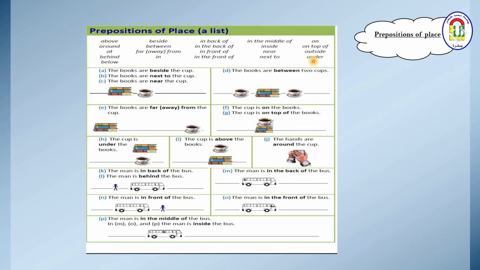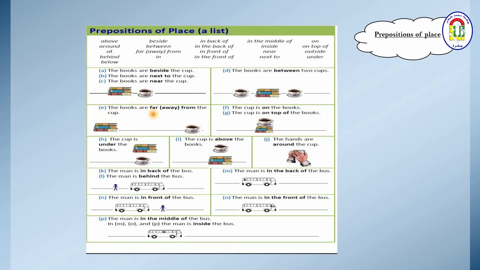Here we have examples with pictures. Okay. Here we have A, B, C. We have the books are beside the cup. The books are beside the cup. The books are next to the cup. Or the books are near the cup. So we can have many prepositions, 3 prepositions to express this position. Okay. Here we go. We have between. The books are between 2 cups. We have cup 1, cup 2. The books are in between.